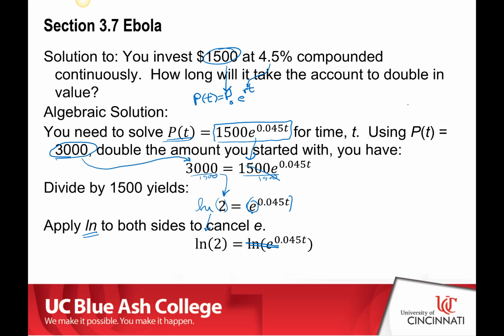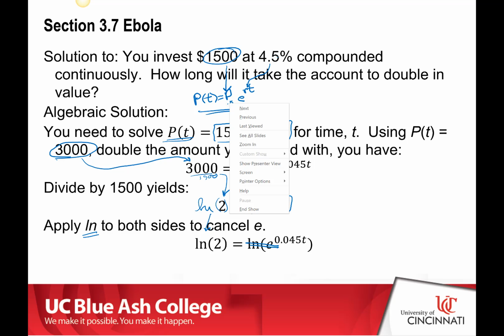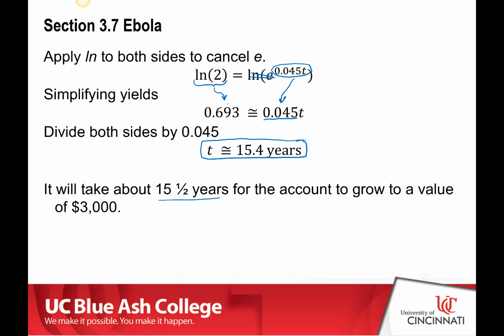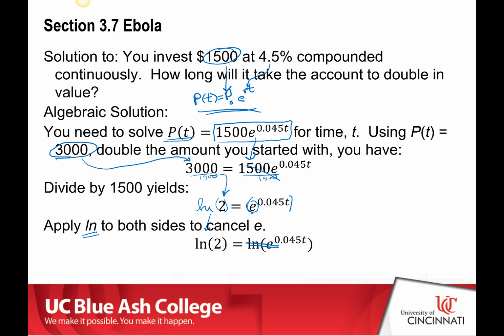To work this out, into our P0 e to the RT, we're going to plug the 1,500 in for our initial value. We're going to take the 4.5%, convert it back to a decimal, and plug that in for the rate, and that'll give us an initial equation that we can use as our model for growth over time.